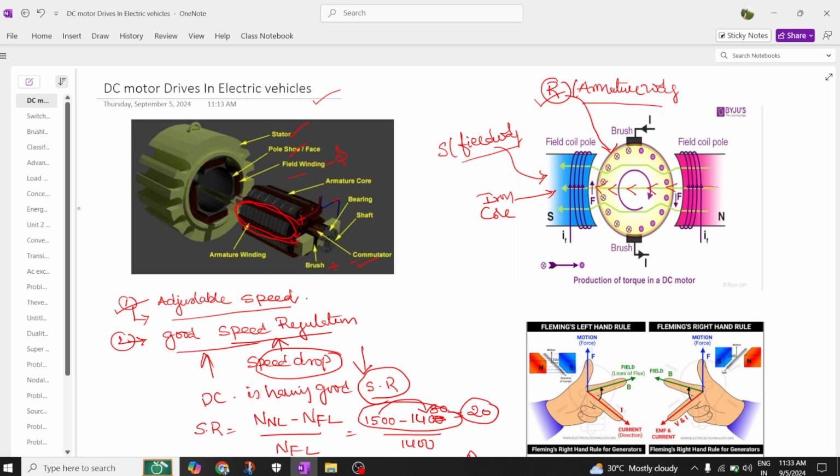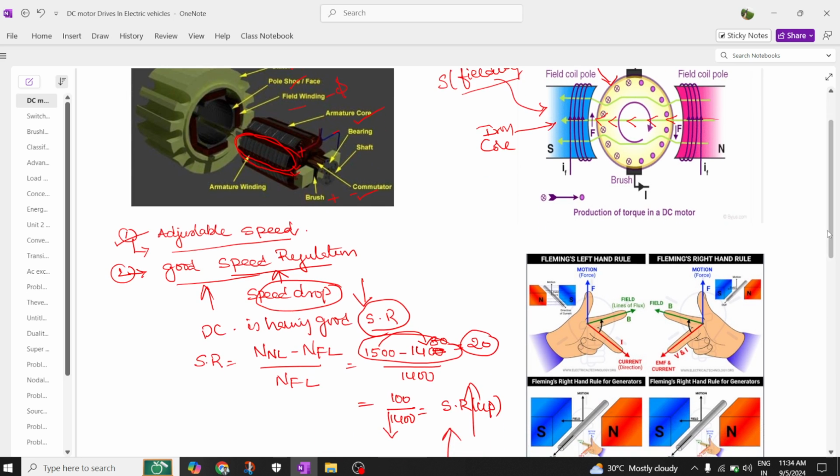This part, which we are going to call the armature, I already told. So now we want to identify the direction of the force experienced by the conductor. In order to identify it, we are going to use Fleming's left hand rule, which is very simple to understand.